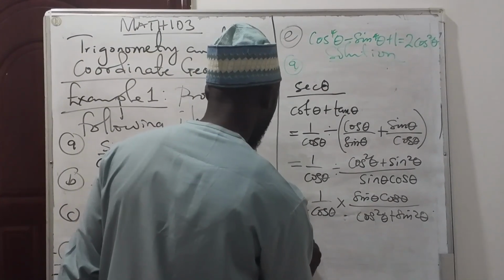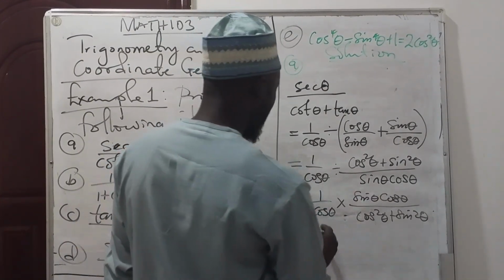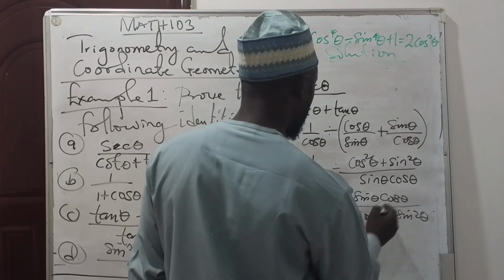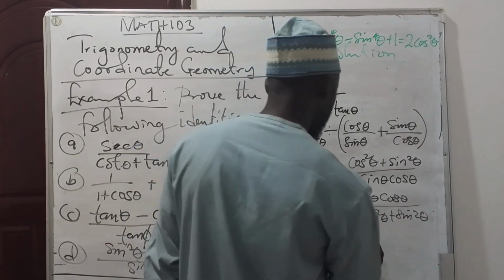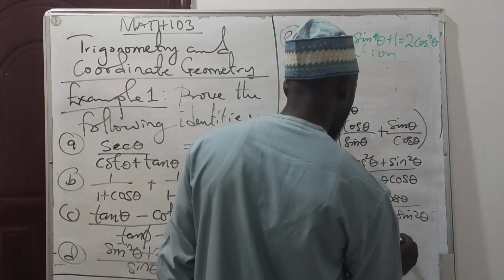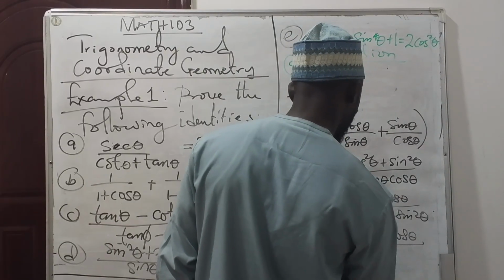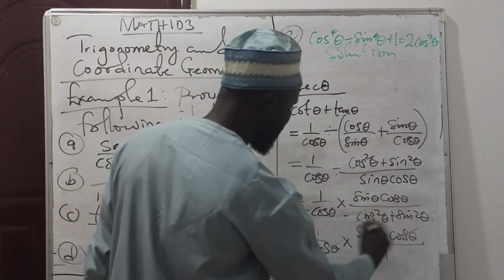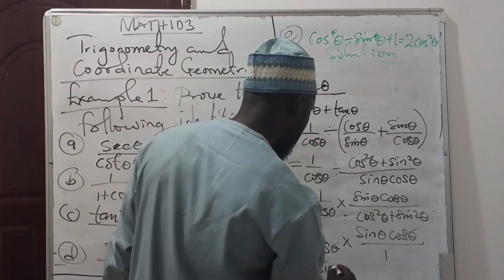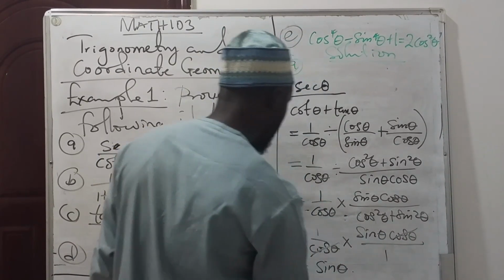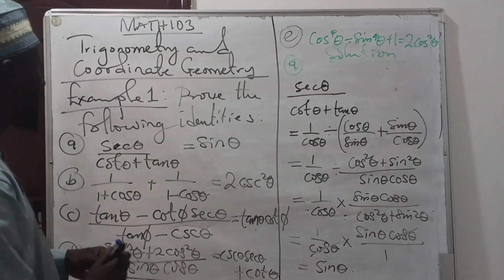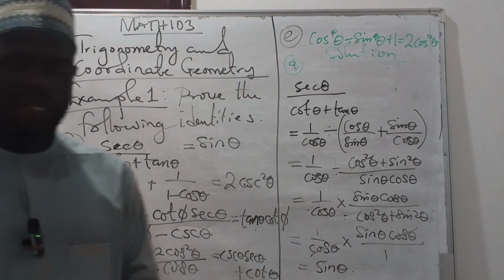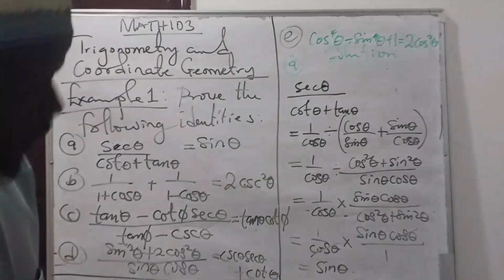So I have 1 over cos theta times sine theta cos theta divided by 1. Cos theta will cancel cos theta, and all I have is sine theta. So this is equal to sine theta, and that is the proof. We have arrived at the right hand side of identity number A.